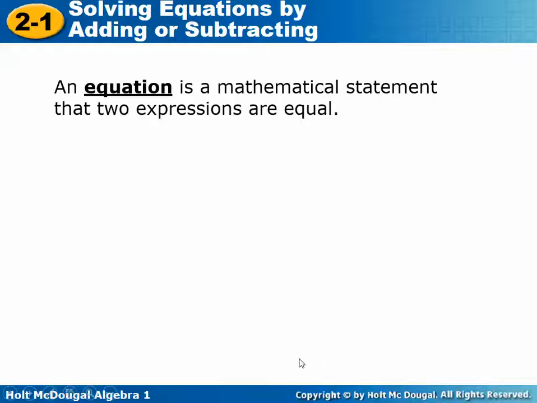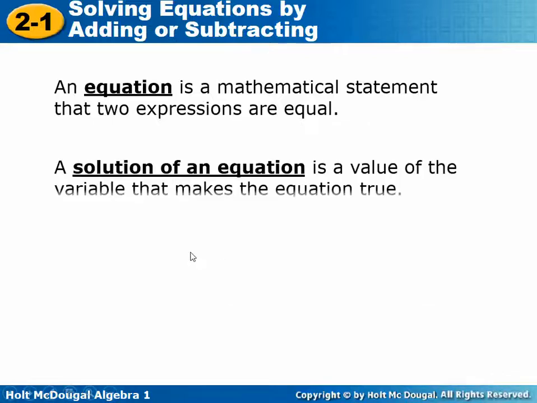First of all, just some vocabulary, some overview of what we're going to be doing. An equation is a mathematical statement that two expressions are equal. So an equation always has an equal sign. A solution of the equation is a value of the variable that makes the equation true. So it's going to be the number that we solve for that makes the equation true.